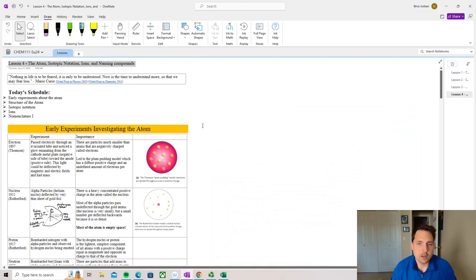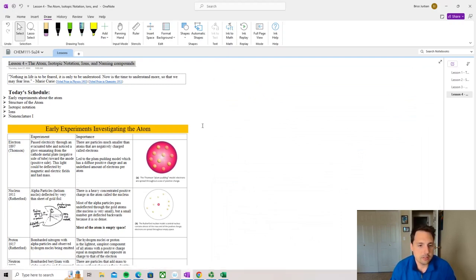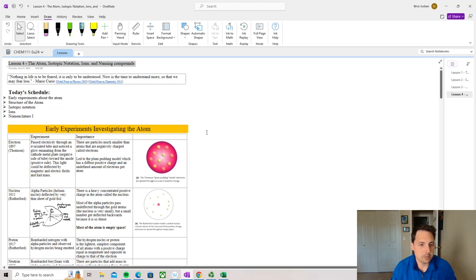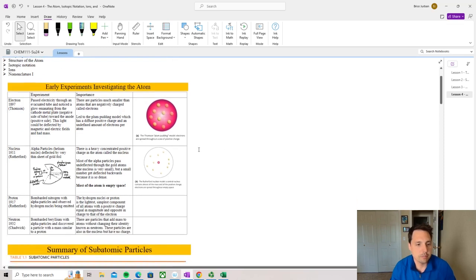Today I'm going to discuss the early experiments that led to the subatomic structure of the atom, and then we'll discuss the isotopic notation that's used to describe different isotopes of atoms, and I'll introduce ions, and we'll learn how to name some elementary compounds.